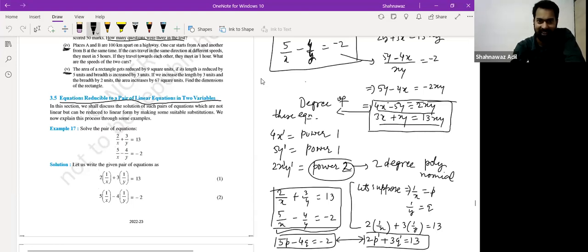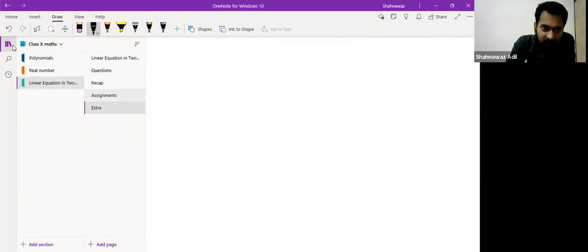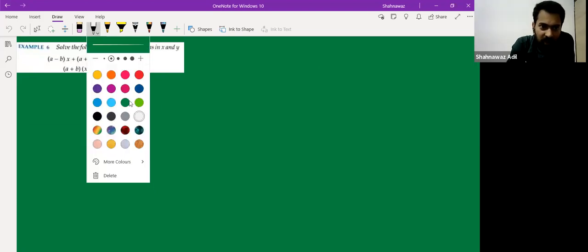Okay. Now we will learn this in the next class, right? This is about the last exercise. So let's keep this problem and this exercise for the next class. And now we will do some extra problems. So this problem I wanted to tell you guys.